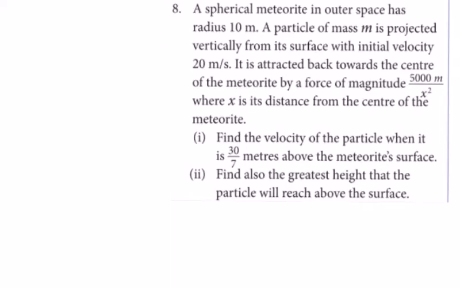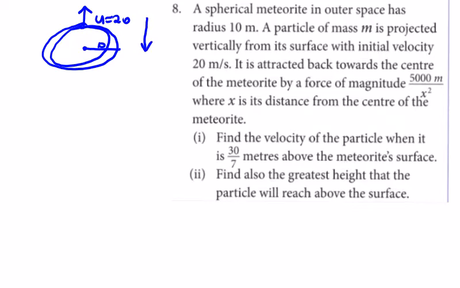Question 8. We have a spherical meteorite in outer space. Here it is. Spherical meteorite, and it has a radius of 10 meters. It's quite small. A particle of mass m is projected vertically from its surface with initial velocity u equal to 20, and it's attracted back towards the center of the Earth.